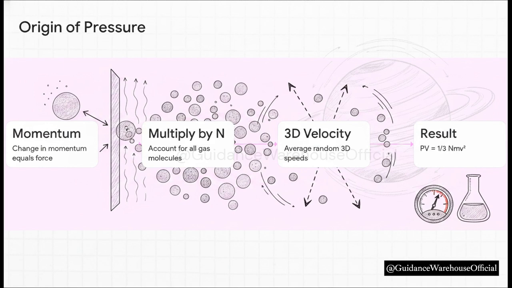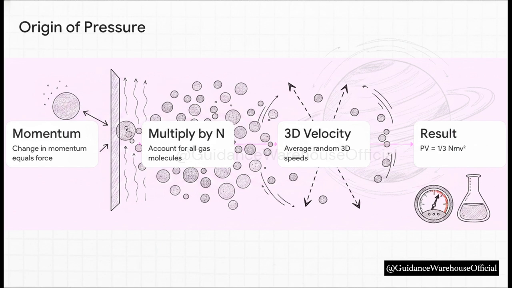Let's look at the math and see how this builds into something really powerful. Step 1. When a molecule hits that wall and reverses direction, its momentum changes. And from Newton's laws, we know a change in momentum over time equals force. Step 2. Since we have an absolutely enormous number of molecules, we'll just call that N, we multiply that tiny force by N. Step 3. Now these molecules are moving randomly in 3 dimensions, so the total average speed squared is actually 3 times the speed in just the x direction heading toward the wall.